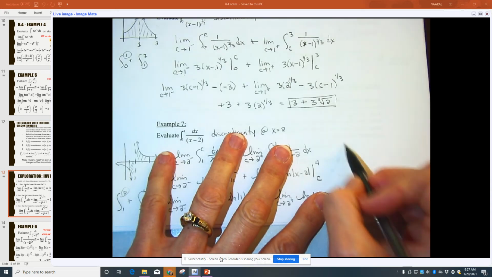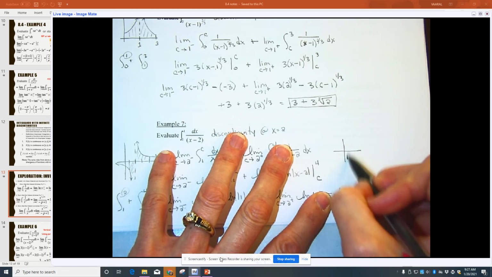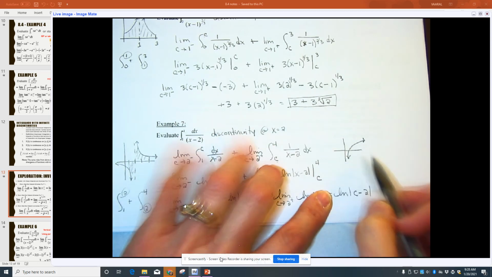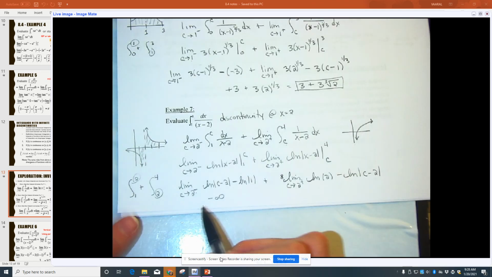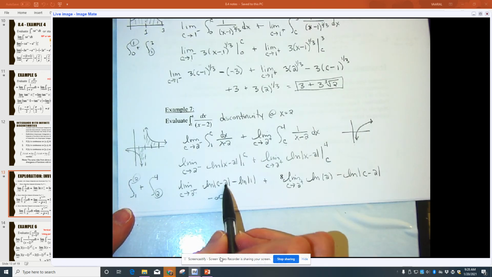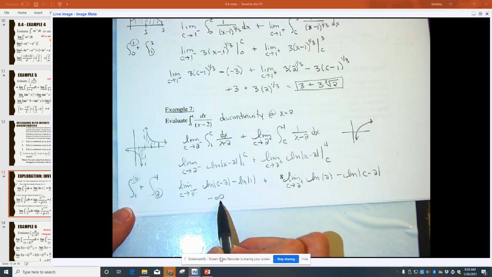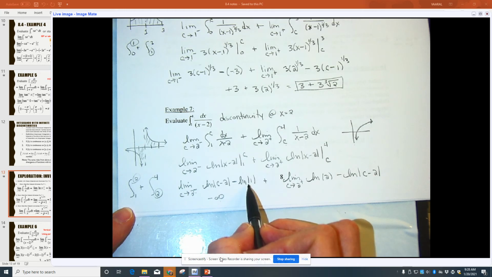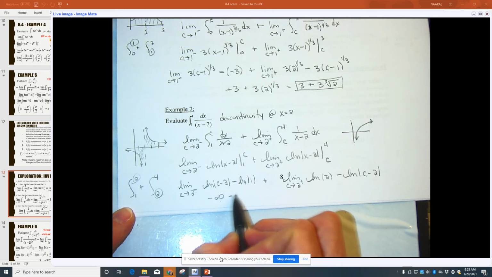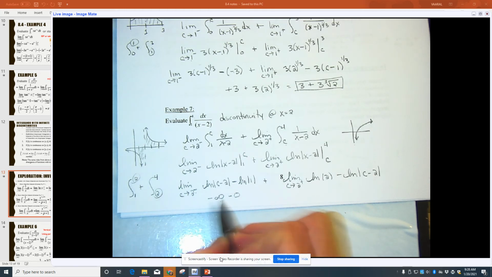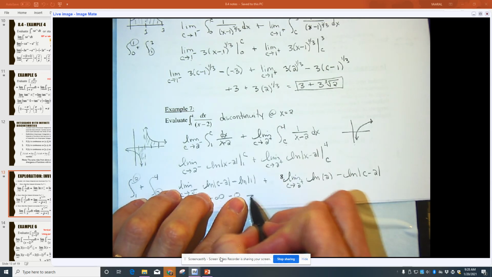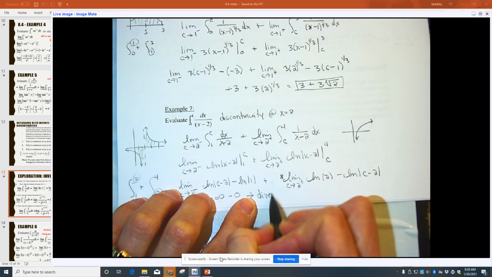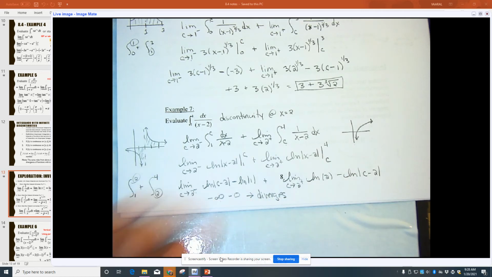So let's just recall natural log. If I'm approaching 0, my natural log is undefined. If I plug 2 in here, I'm going to have natural log of 0, which is undefined. Now, this would be natural log of 1 is 0. But as soon as you get to an infinity or a negative infinity, you can stop. And you can say now that this diverges.